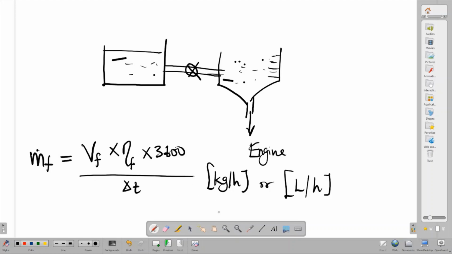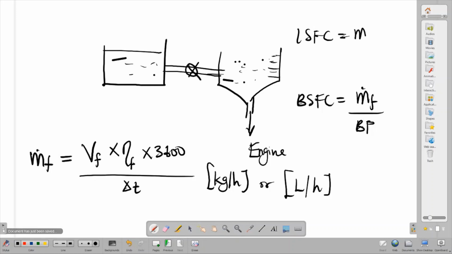Knowing the flow rate, we can hence write the brake specific fuel consumption to be equal to the flow rate of the fuel over the brake power, or write the indicated specific fuel consumption to be equal to the flow rate of the fuel over the indicated power.